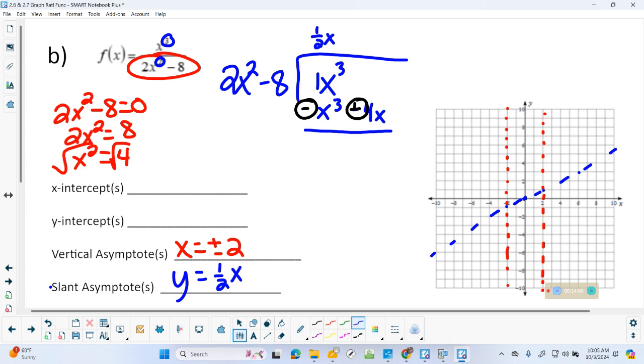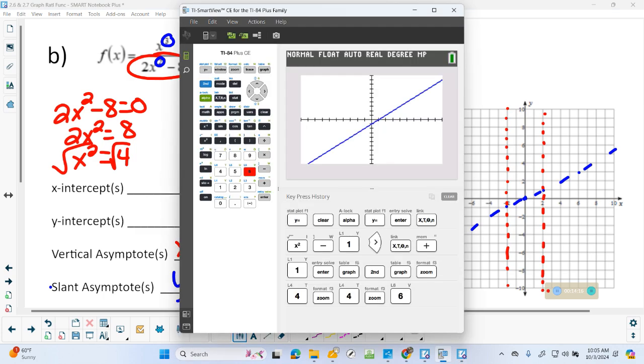Plus, since you have 2 vertical asymptotes, we're going to have a part of the graph over here on the right. There's going to be a piece in the middle and a piece on the left. I can't really say that I want to do that all by hand. So, hey, let's practice typing in our calculator, shall we?